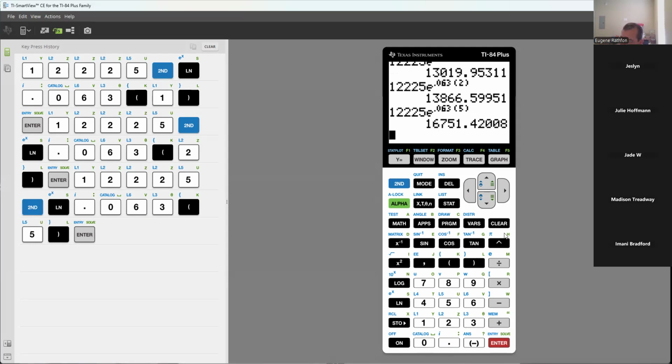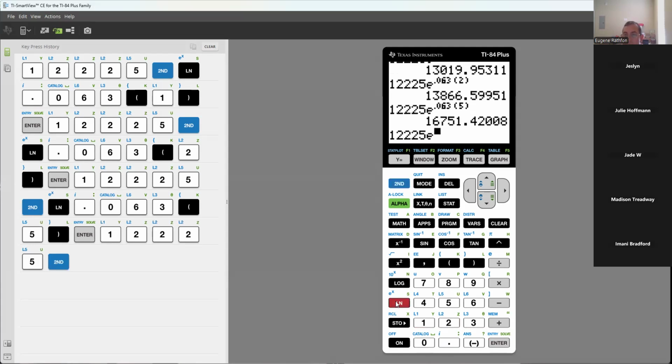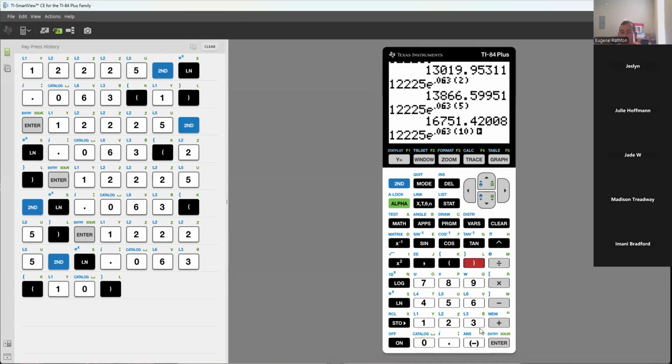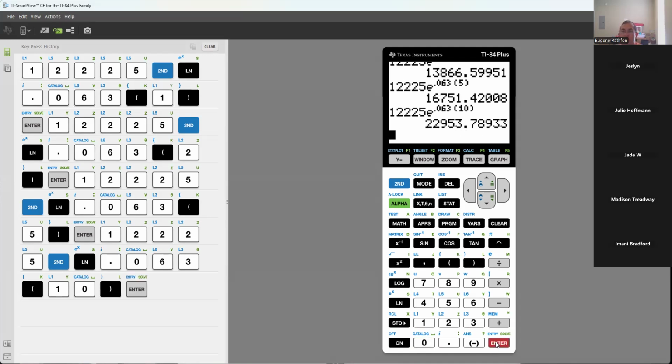All right, then finally, 10 years. I got 12,225, second ln, 0.063 times 10. All right, so let's see how much they got after 10 years. They got $22,953.78, but the 8 has a 9 after it, so I'll make that a 0.79.